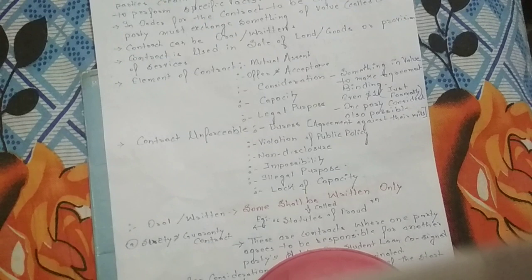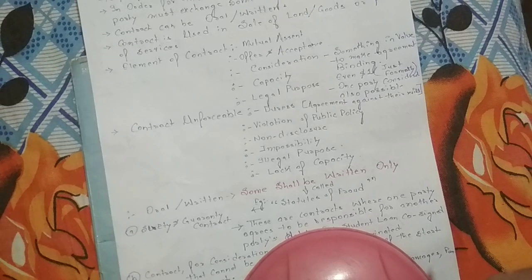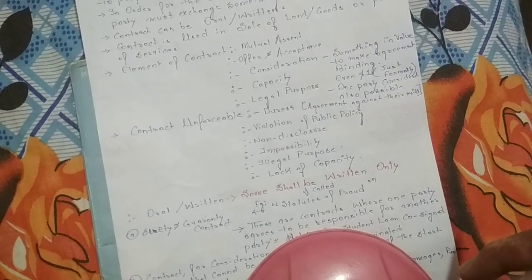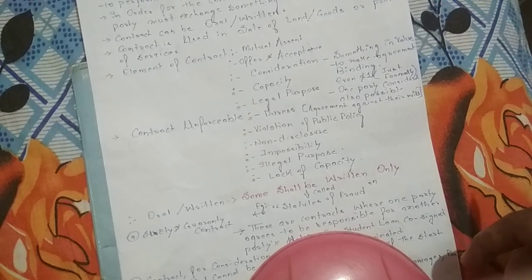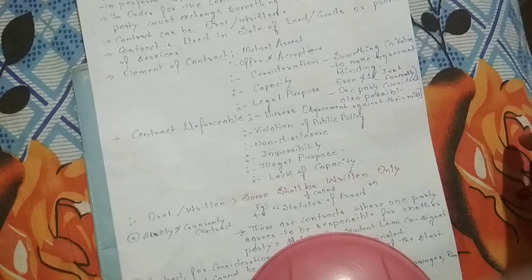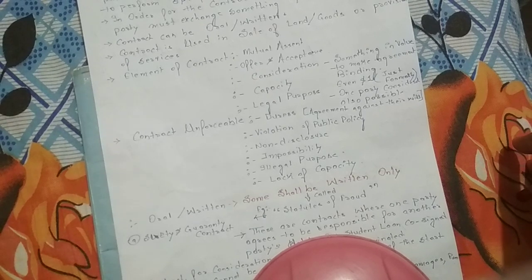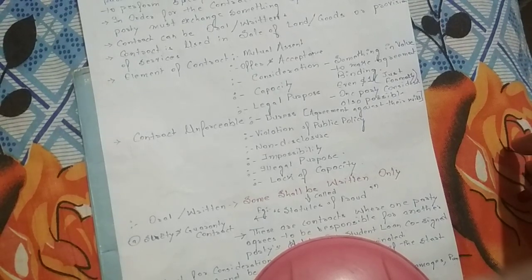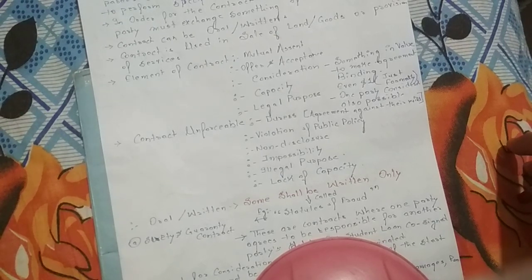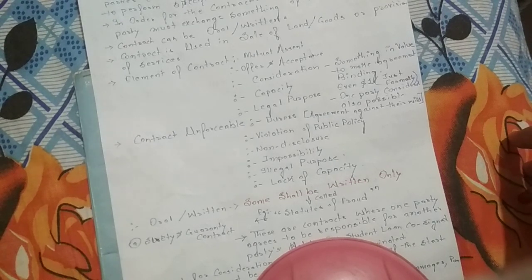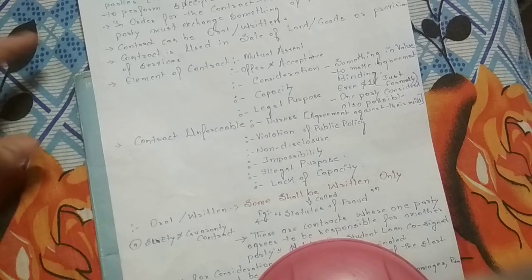Now as I said, the contract can be oral or written, and some shall be written only, and that which should be in written is the statutes of fraud. For example, the surety and the guarantee contracts are examples of the statutes of fraud, because these could only be written. It should not be oral, because even when we joined the banking industry, we used to sign the bond, and that is not oral, that is written only. That's why that is called the statutes of fraud.